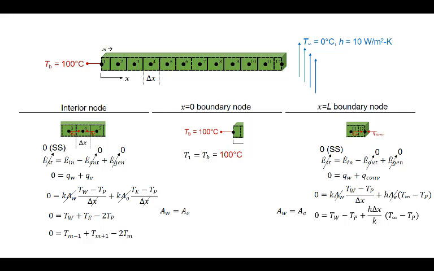Now we simplify the equation by multiplying by delta x over k. Finally, we note that the west volume is the 11th, T11, and the P volume is the 12th. We've simply made those substitutions here to give our equation that governs the heat transfer on the boundary node at x equal L. These are the 3 forms of equations that govern the heat transfer in this numerical mesh.